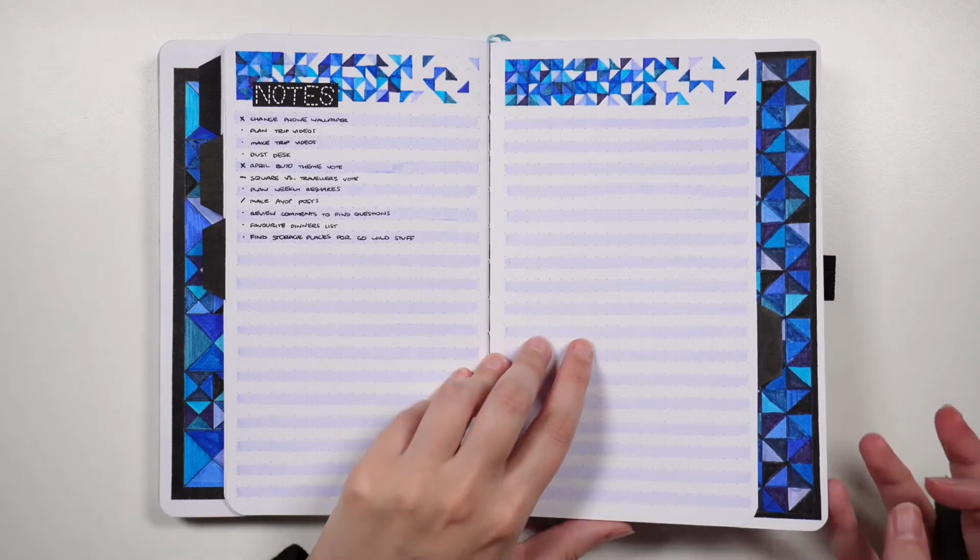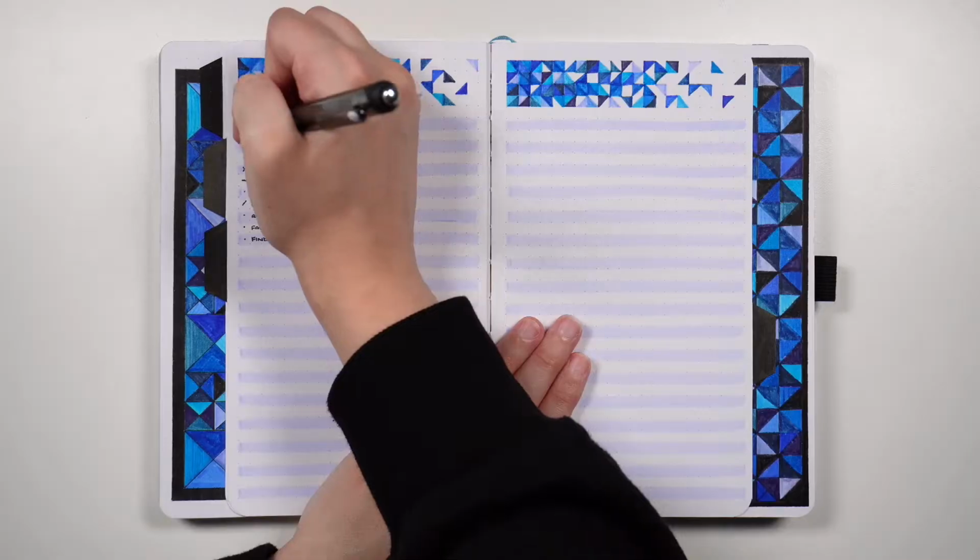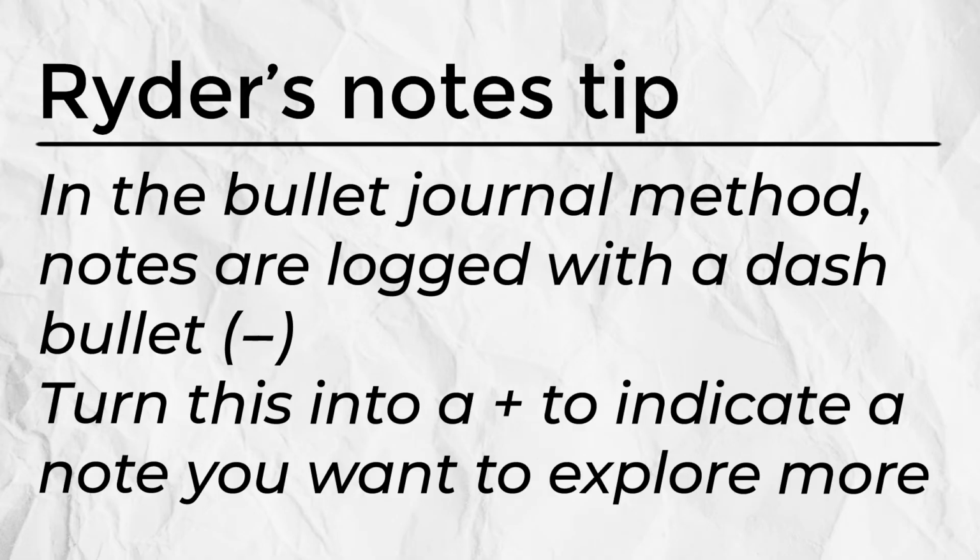Are there any that actually warrant exploring further? What you can do is denote those with some kind of signifier, or what Ryder talks about is turning the little dash into a plus symbol. So elaborate on this. Give me more.